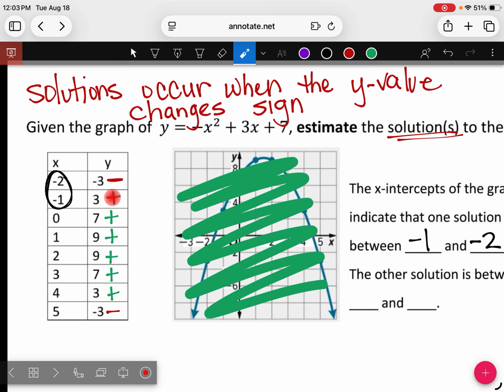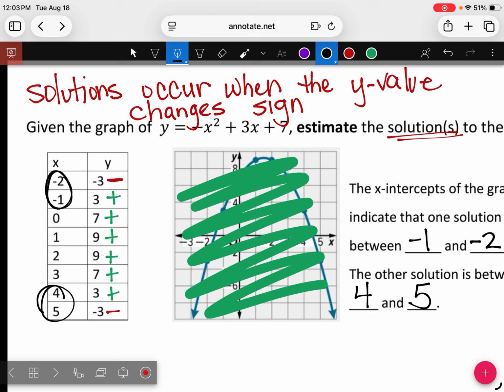When you keep going down, you see it's positive. It doesn't change until you get to the bottom. And what are the x values where it changes? Between what two numbers? 4 and 5. So in between 4 and 5, I have another solution.